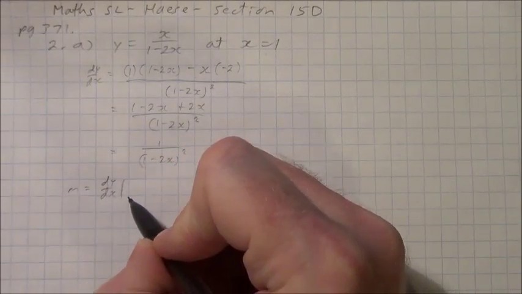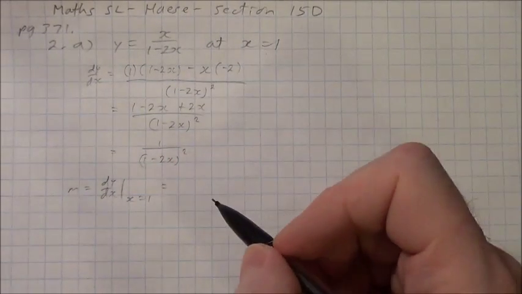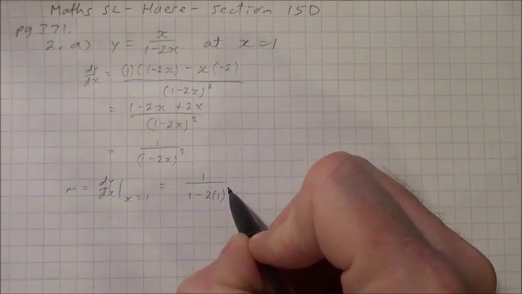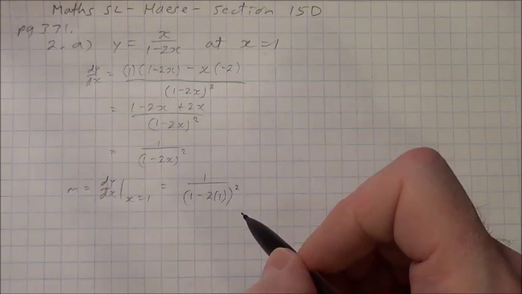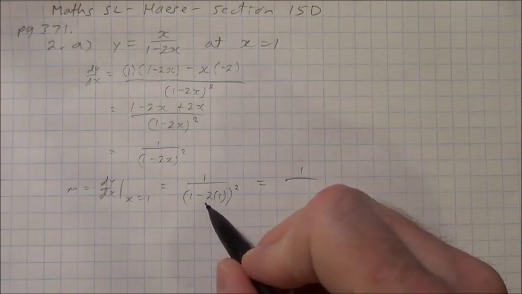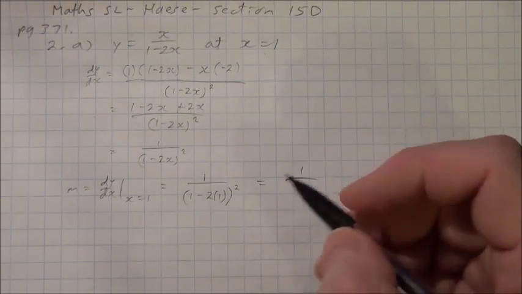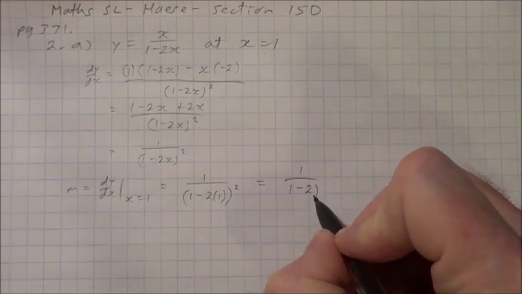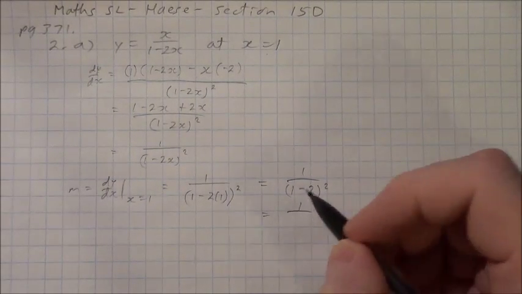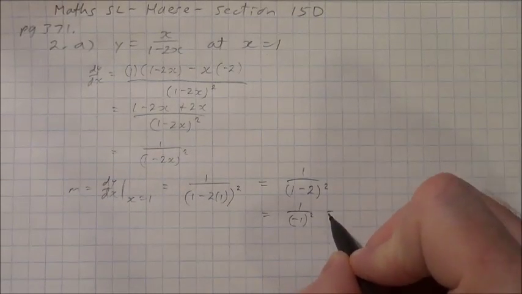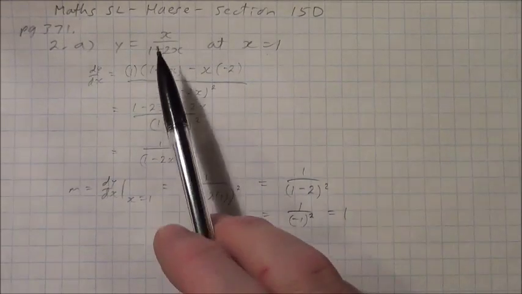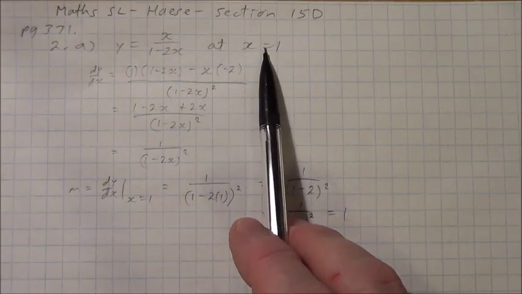Now I'm going to find the gradient of that, so I'm going to evaluate dy by dx at x equals 1. I'll just substitute 1 in where I see the x, and then simplify. So we have 1 over 1 minus 2 times 1, which is 2, negative 2 all squared. And then we get 1 over negative 1 squared, which just leaves us with 1. So the gradient of the tangent to this curve at x equals 1 is 1.